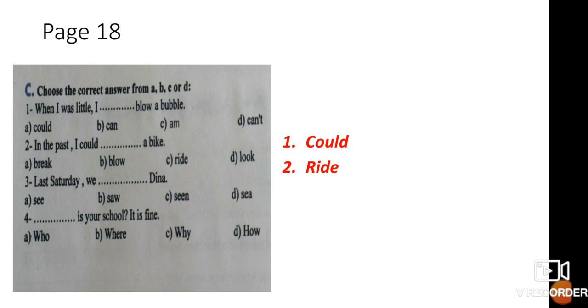Last Saturday, we blank Dina. Last Saturday, this sentence is in the past, so we will choose saw. Number 4, the last one. Blank is your school? It's fine. So the answer will be how. How is your school? It's fine.